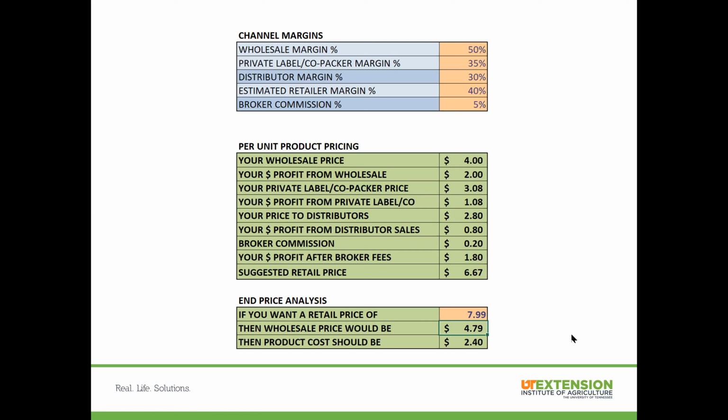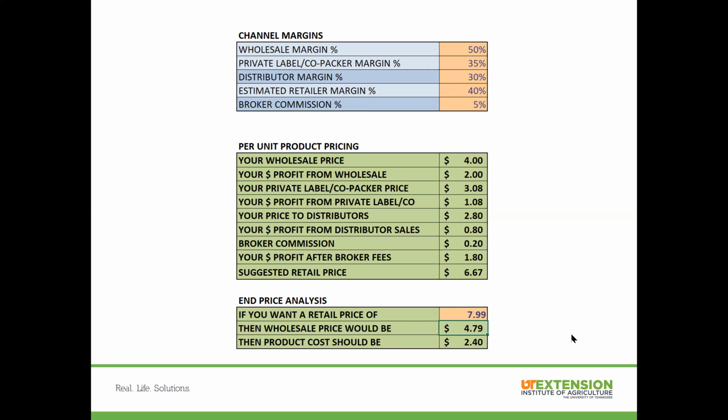Okay, so I see another comment here that you would calculate the margin as price minus the cost divided by the cost times 100. So you're saying $4 minus the price of 2 divided by the cost of 2 times 100 to get 100%. Yeah, that's a different way of looking at it.